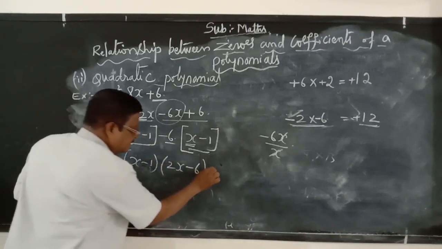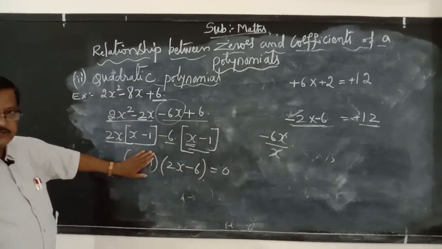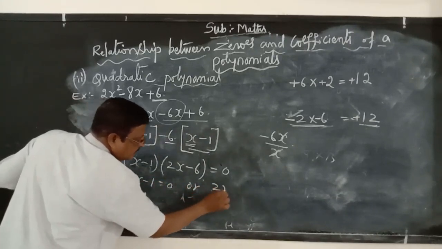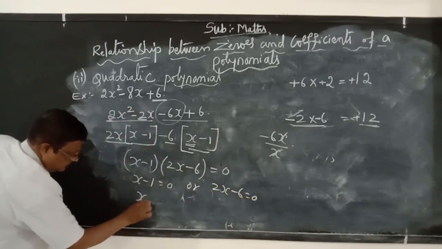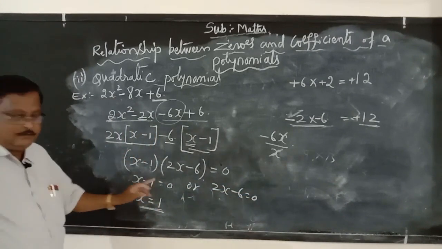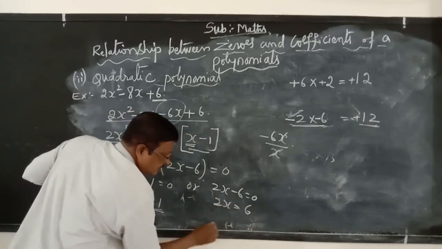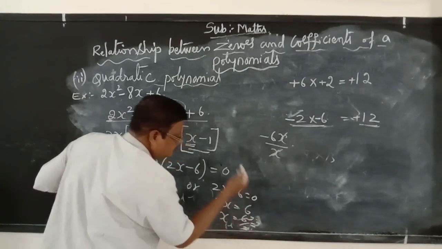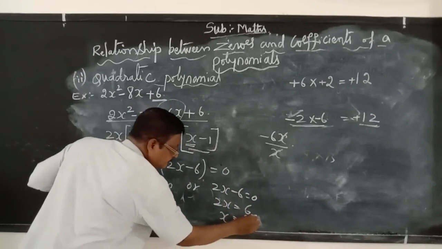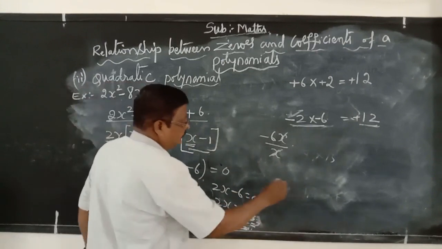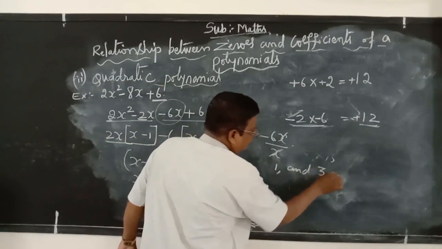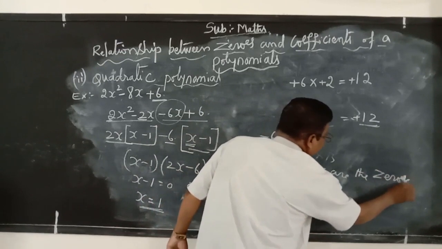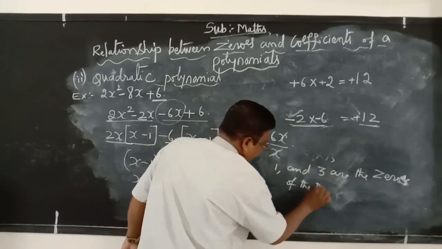When you are equating, this one is equal to 0. It means either first bracket is equal to 0 or second bracket is equal to 0. x minus 1 is equal to 0 or 2x minus 6 is equal to 0. x is equal to, this is minus 1, comes this side plus 1. 2x is equal to 6, x is equal to 6 by 2, which is nothing but 3. 1 and 3 are the zeros of the polynomial.